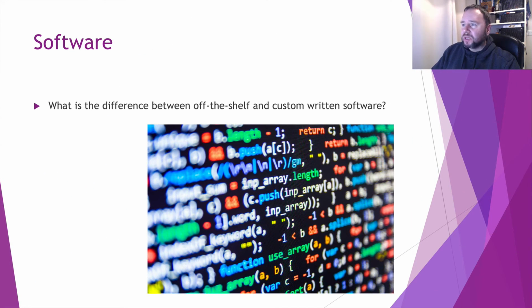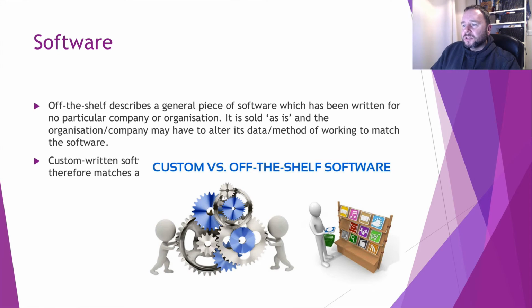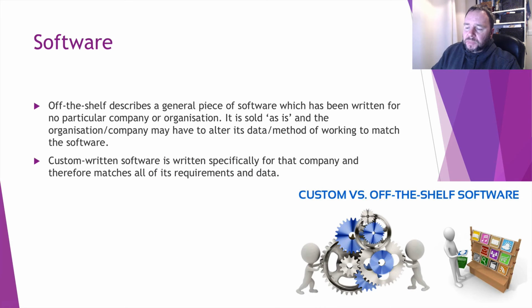What is the difference between off-the-shelf and custom-written software? So, off-the-shelf is general-purpose software. It's been written to suit the needs of as many people as possible, and you can't change it. Off-the-shelf is a term that was invented before the internet, so it applies to downloadable software as well. You can't change it.